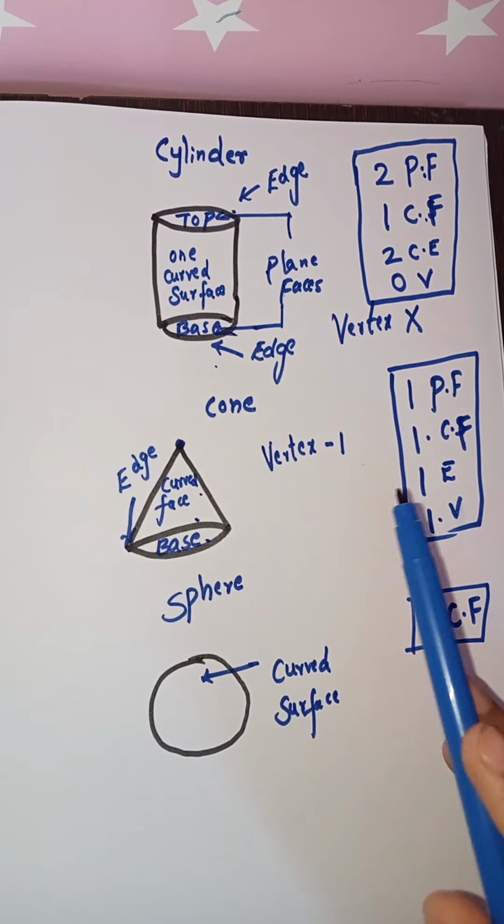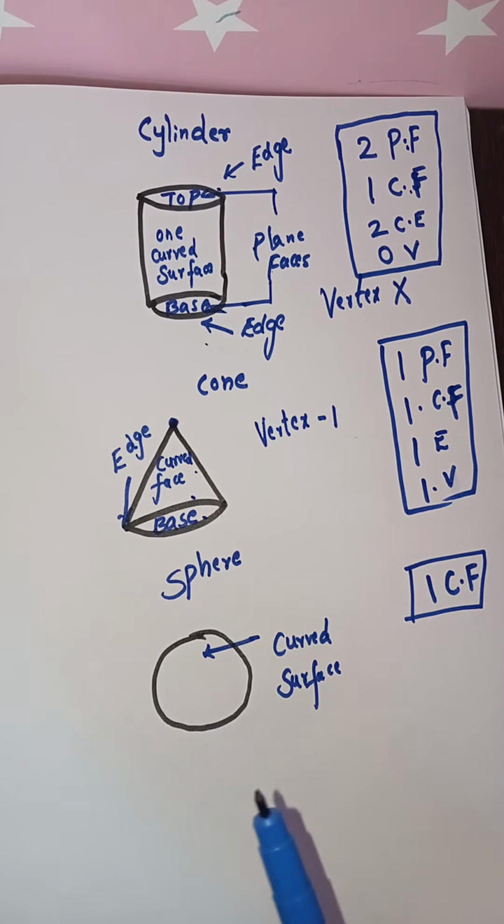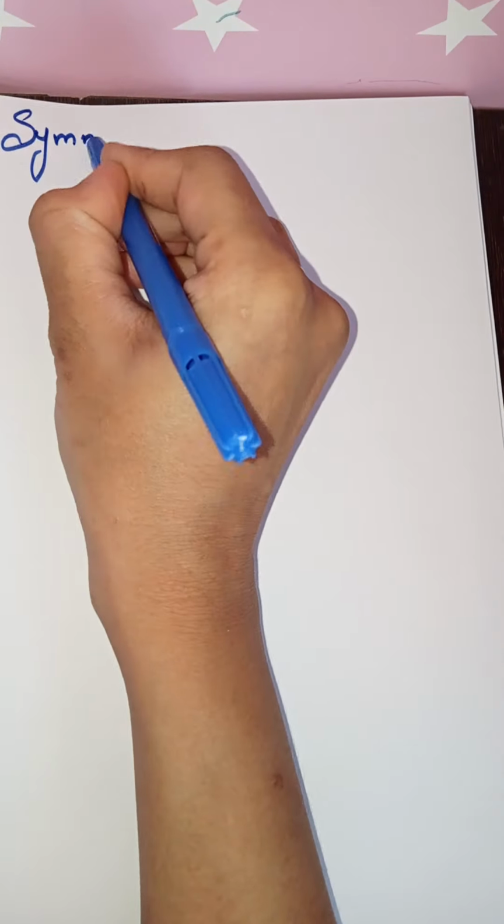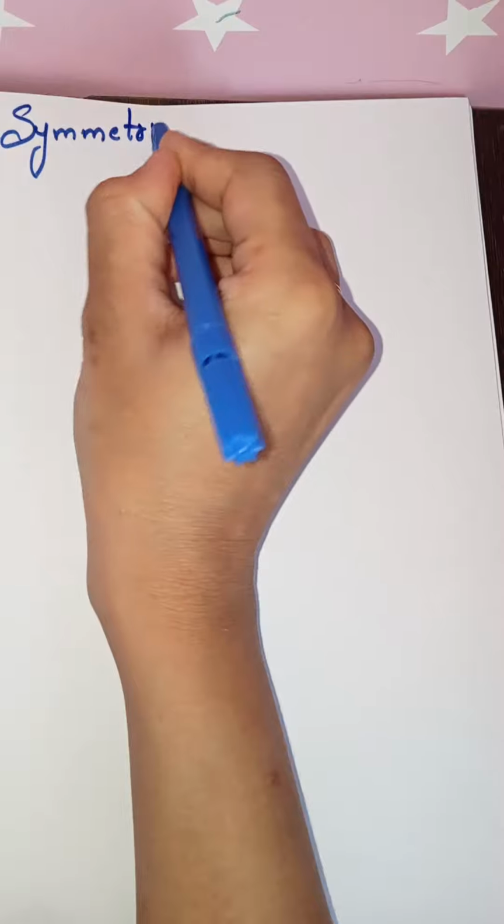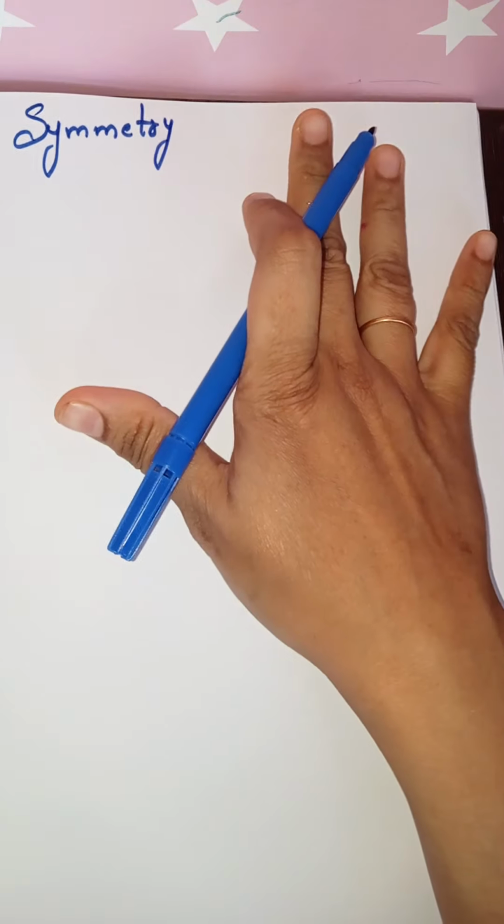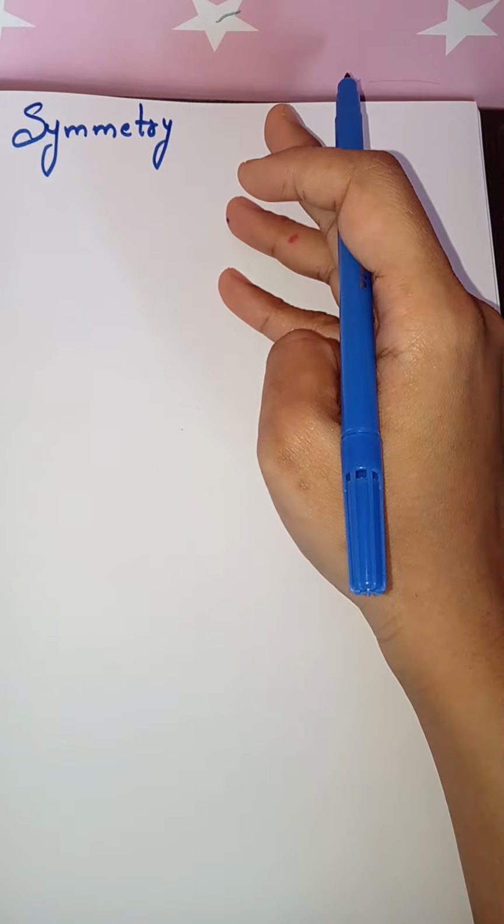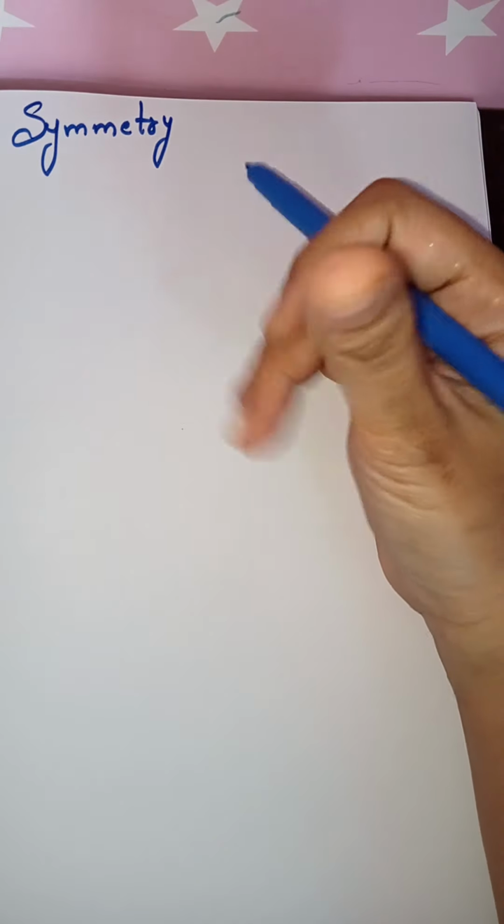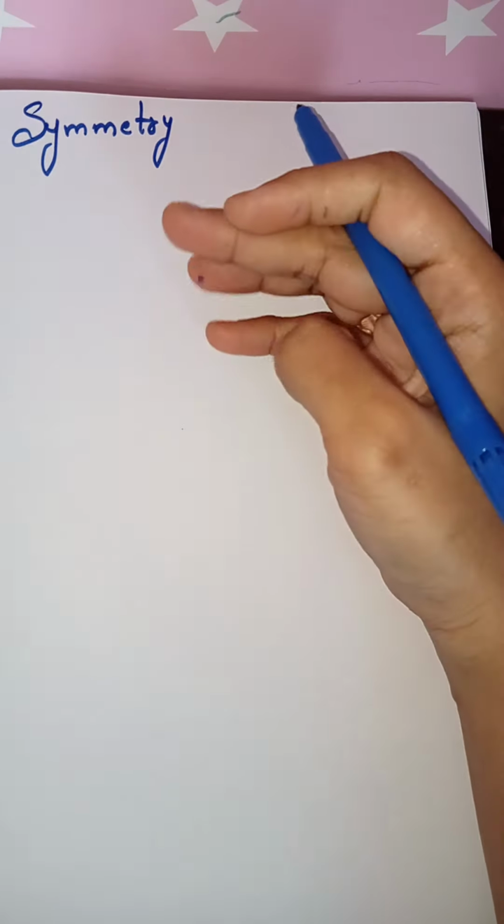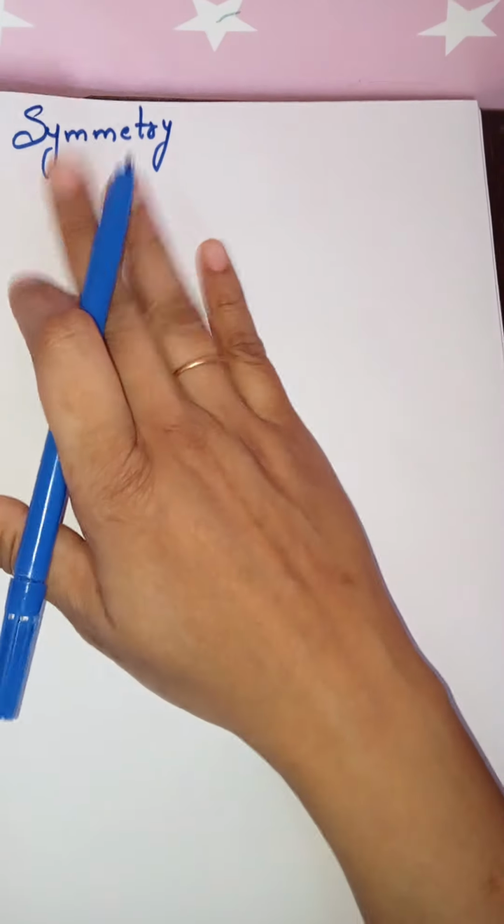The last concept of this geometry is symmetry. So till now we have completed dot, point, line segment, line, ray, plane shapes, 2D shapes, solids, 3D shapes, and the last concept is symmetry.